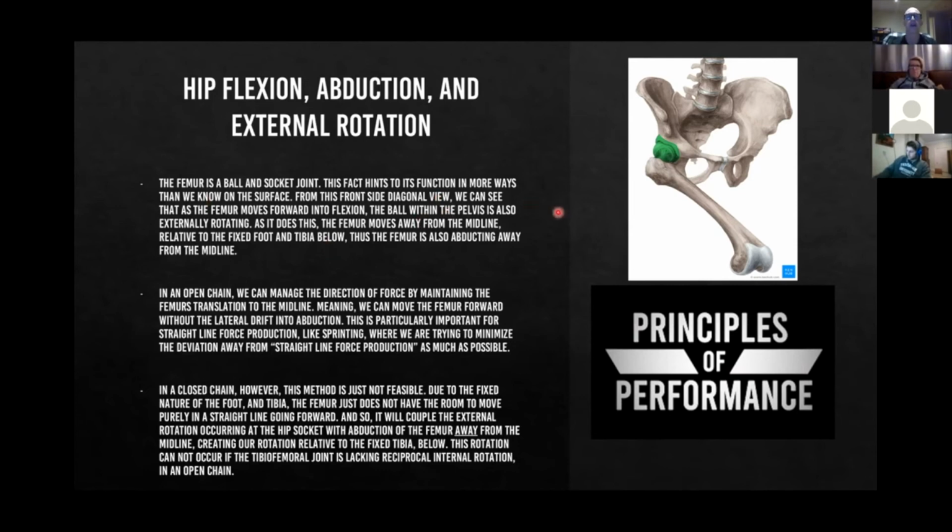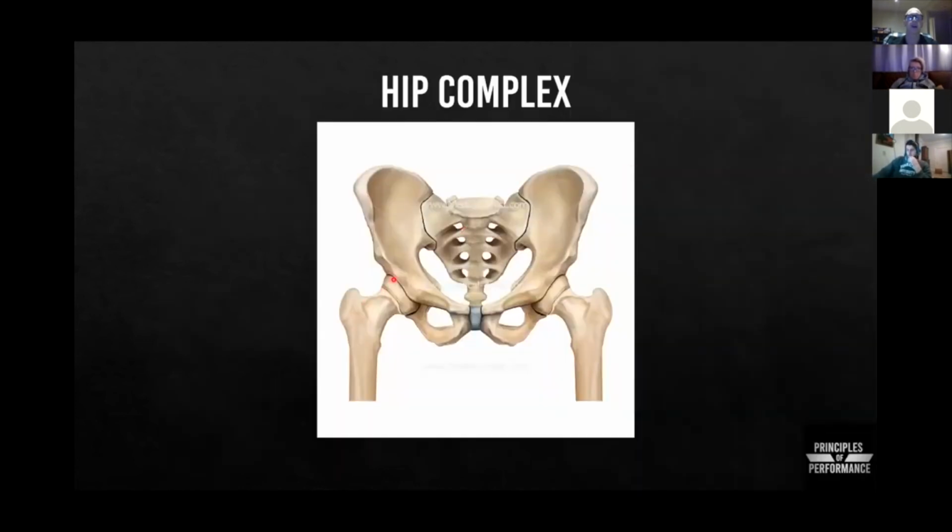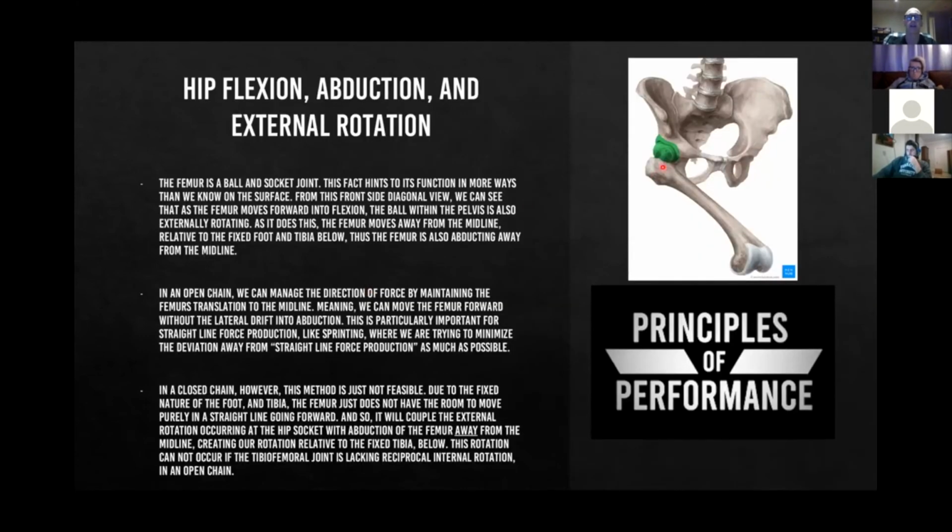From this front side diagonal view, so we've slightly tilted the pelvis, we can see that as the femur moves forward into flexion, so I've flexed my femur, I've lifted my knee, the ball within the pelvis is also externally rotating. Let's take it back. Bang. There's the top of the femur. Bang. Now the top of the femur is facing this way.